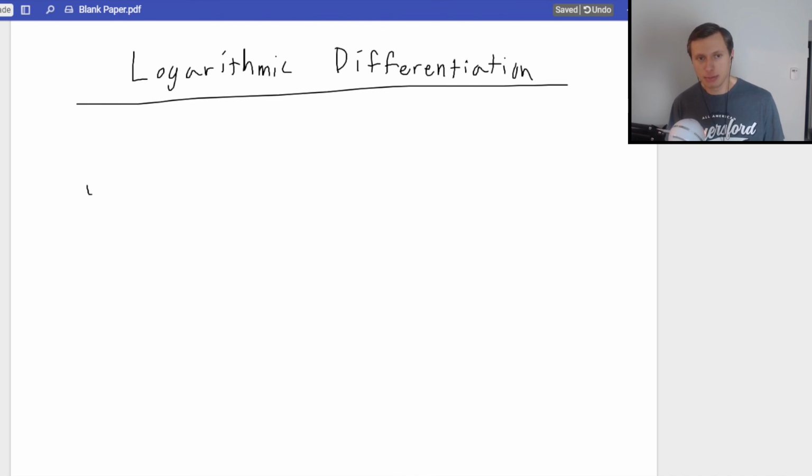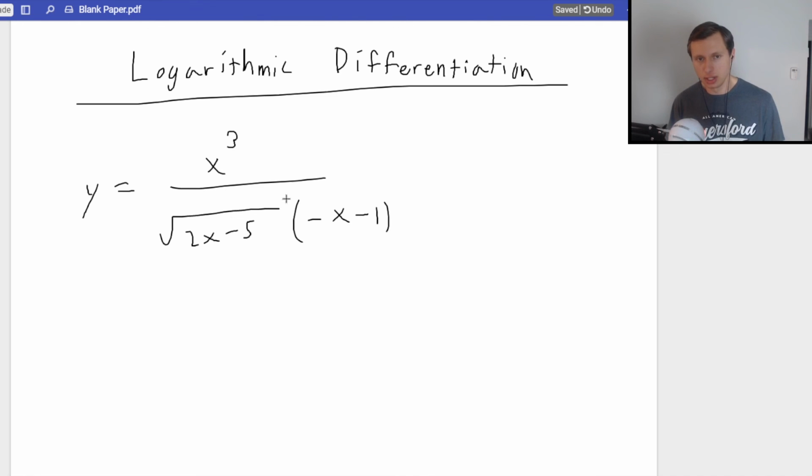So let's say I have the problem y equals numerator x cubed, denominator square root of 2x minus 5 times the quantity negative x minus 1. Just like this. So I've got good news. There's no natural log here. We don't need logarithms. Actually, it's kind of nice, right?